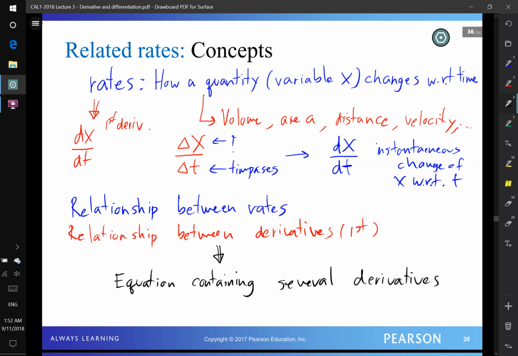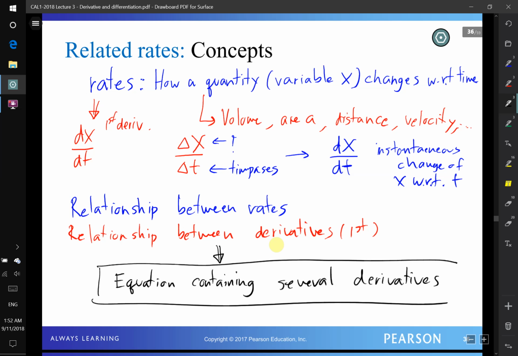Yes, it's about relationship between rates, but when it comes to math, it's an equation. And in the equation, we have derivatives. And we talk about first order derivatives. So this is the heart of this problem. Once you find this equation containing derivatives and you solve it, you're done. So I want you to put a star to this. In the end, we solve this, but we start with the concept in the beginning. Okay?